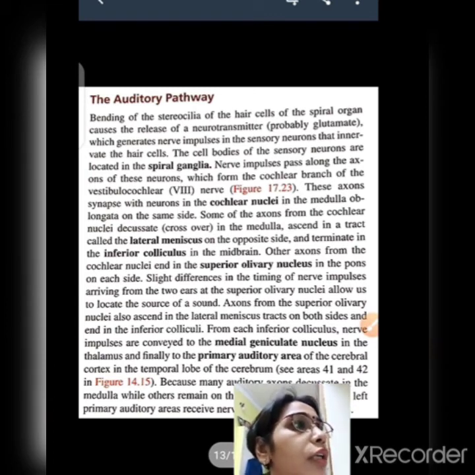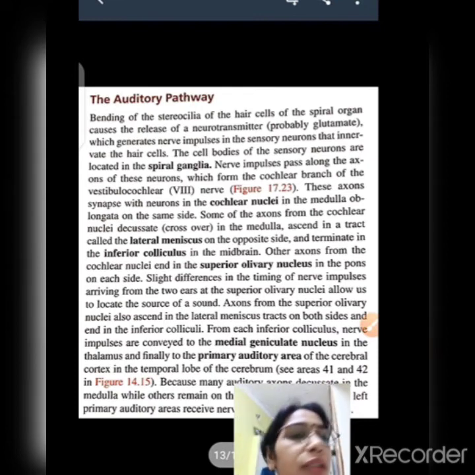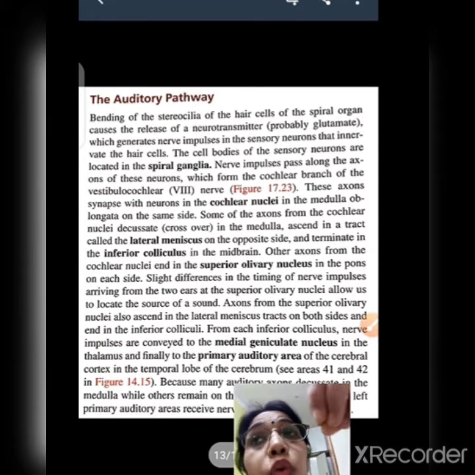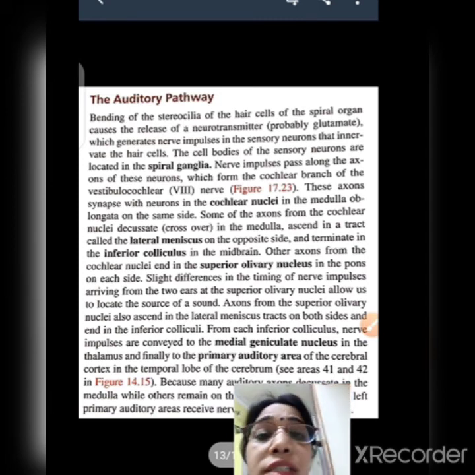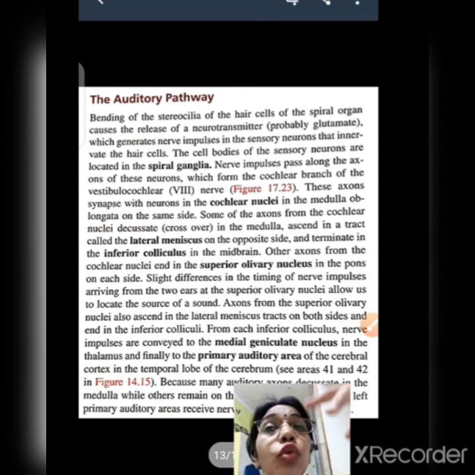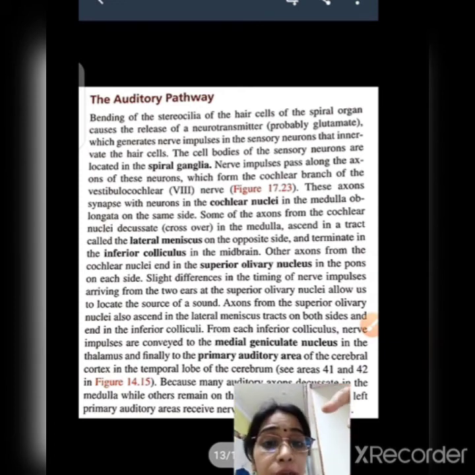Now, the auditory pathway. First, we will study the auditory pathway: how it takes the sound waves to the brain, and how you understand the sound waves. The two major functions of the ear are hearing and maintaining equilibrium.